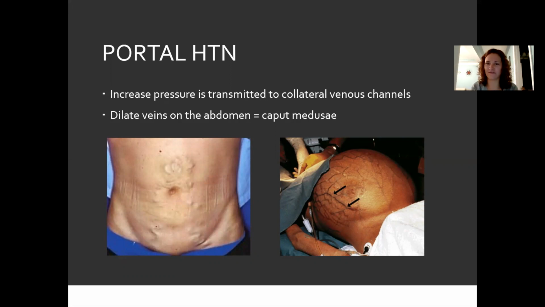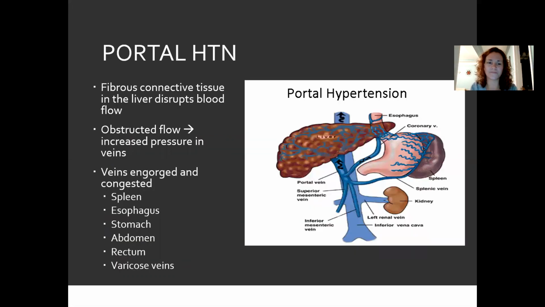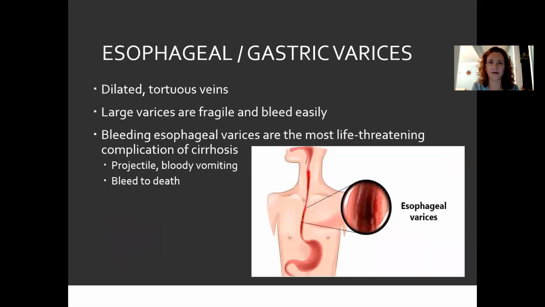But they have the crazy snake hair, and that's kind of like what this looks like on the abdomen. You can literally palpate these veins. They're so engorged, and you can see it on their abdomen. And then we can see it in the rectum, and you can get hemorrhoids from this, and then varicose veins, which we're going to talk about right here.